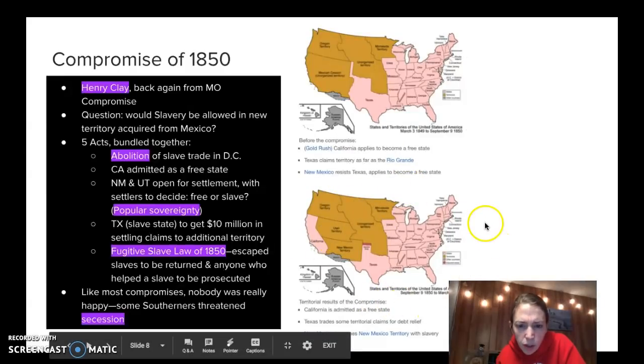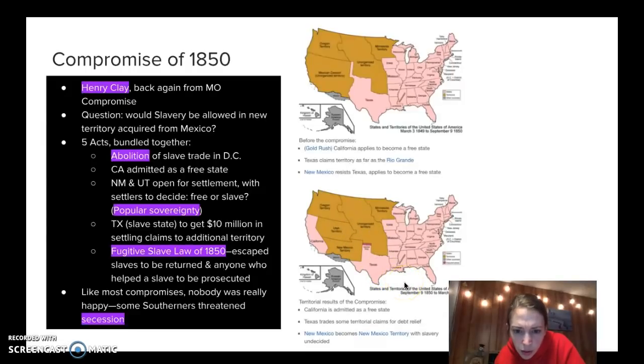So you have California being admitted as a free state. Texas trades some territorial claims for debt relief, so there's a little more division going on in here. And then New Mexico becomes the New Mexico Territory with slavery undecided. It would be up to popular sovereignty.